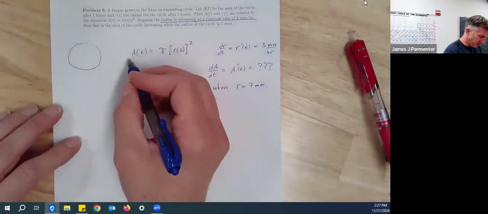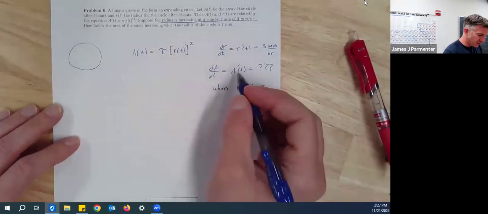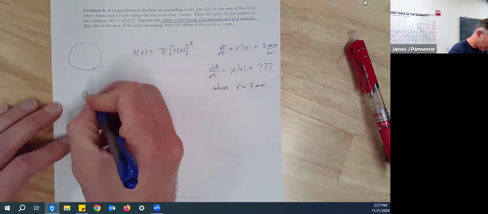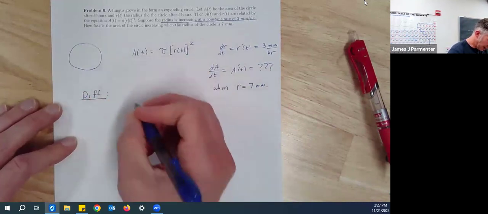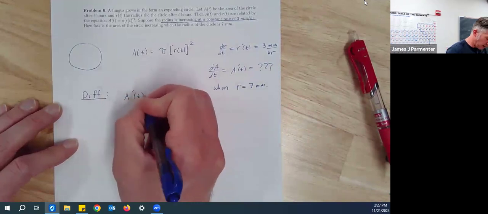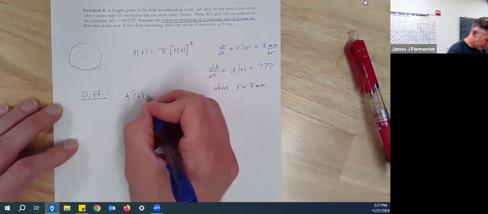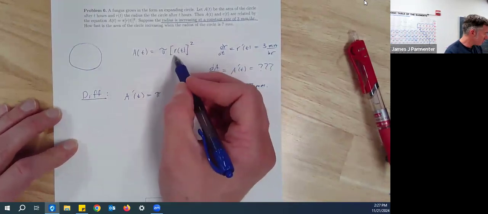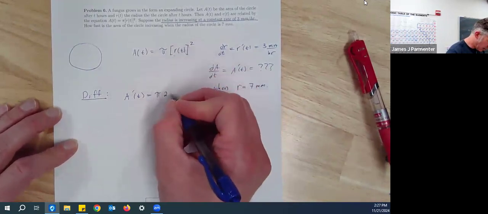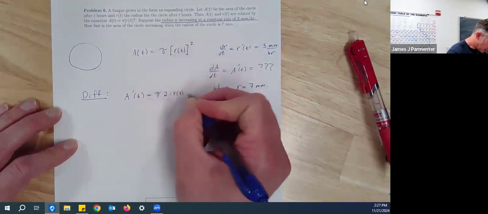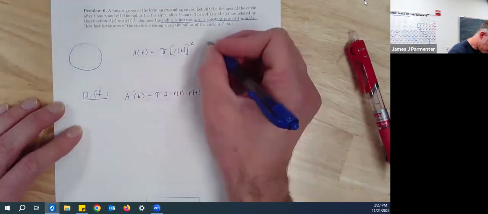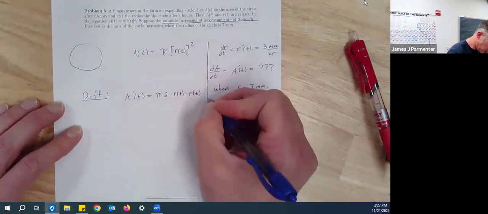So we're going to take the derivative of both sides. I might as well use the prime notation because it feels convenient here. If we differentiate both sides, we're going to get A prime of t on the left. On the right-hand side, the pi hangs out. And the derivative of r of t squared is 2 times your function times the derivative of your function.